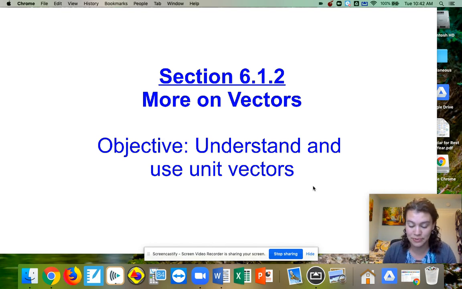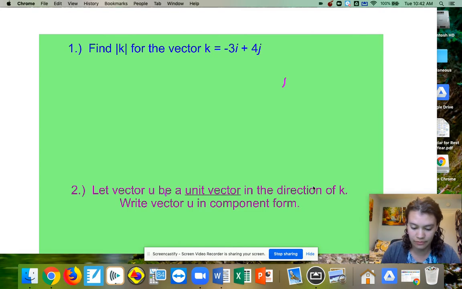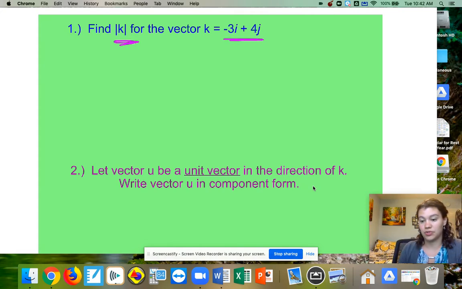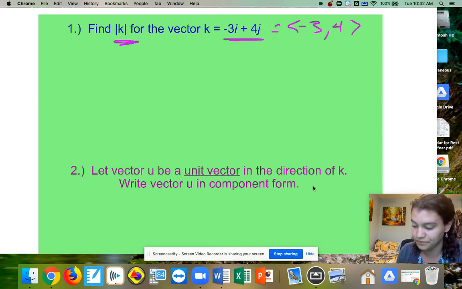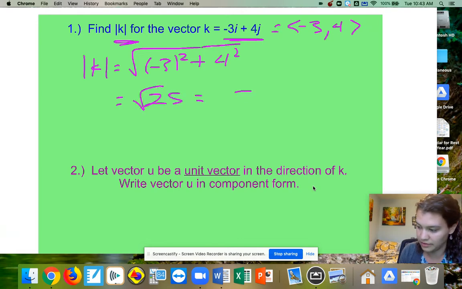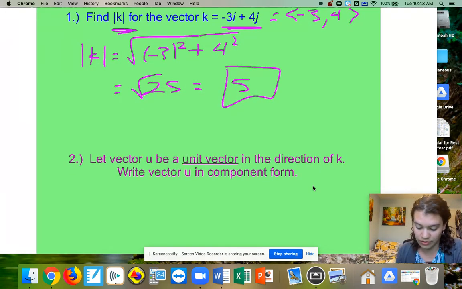All right, today is more on vectors, specifically unit vectors. So from the last video, we want to find the magnitude for this vector right here. To start off, I'm going to rewrite it as a component vector. So it would be -3, +4. And then to find the magnitude, I'm going to use the formula a squared plus b squared, and then take the square root of that. So this will give you square root of 25 or 5. So there's our magnitude.